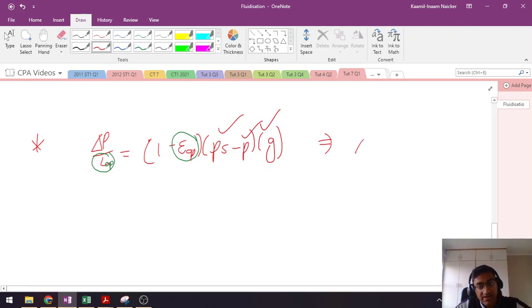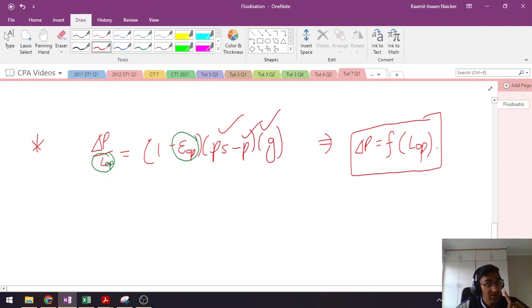So this implies that delta P is equal to a function of the operating length. Now it's also a function of the operating epsilon, but I won't write it here, and you will see why in just a second. So that's my first note I made to myself. Well, if I want to find delta P, I need to find the operating length. Now, how do I find the operating length?